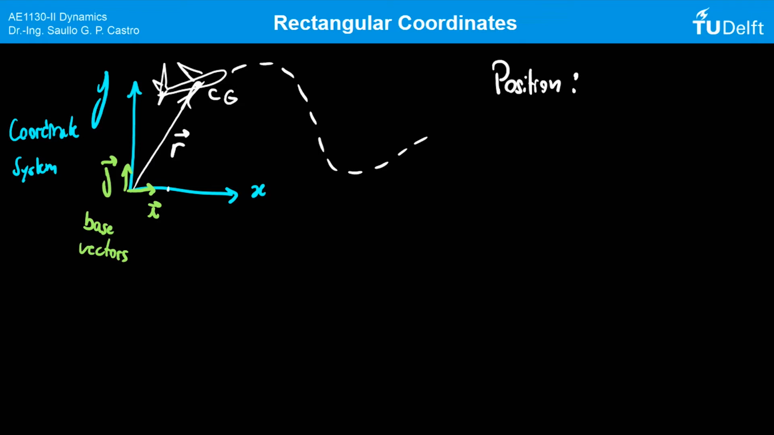So using the definition of the base vectors previously shown, we can then define the position of this imaginary aircraft simply by a component in x multiplying i plus a component in y multiplying j. Note here the position vector pointing towards the center of gravity of the aircraft. So in this case we are representing the whole aircraft at a concentrated point called the center of gravity, where it carries all the mass of the aircraft.